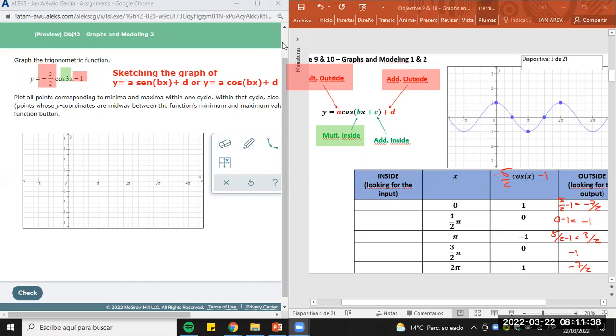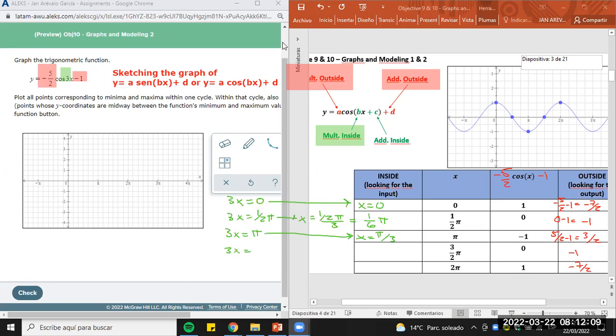Now let's do the inside part. It doesn't look so hard because it's just a multiplication. 3x equals 0. That means directly that x equals 0. Then 3x equals 1/2 of pi. That means that x equals 1/2 of pi divided by 3, and that is the same thing as 1/6 of pi. Then 3x equals pi means directly that x equals pi divided by 3.